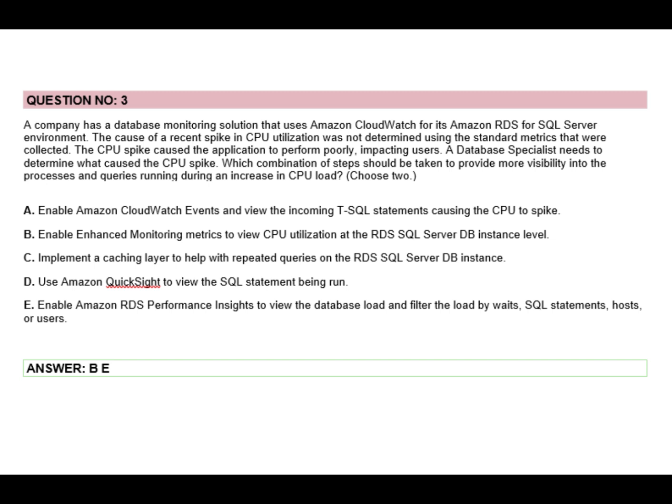A. Enable Amazon CloudWatch Events and view the incoming T-SQL statements causing the CPU to spike. B. Enable enhanced monitoring metrics to view CPU utilization at the RDS SQL Server DB instance level. C. Implement a caching layer to help with repeated queries on the RDS SQL Server DB instance. D. Use Amazon QuickSight to view the SQL statement being run. E. Enable Amazon RDS Performance Insights to view the database load and filter the load by waits, SQL statements, hosts, or users. Answer B, E.